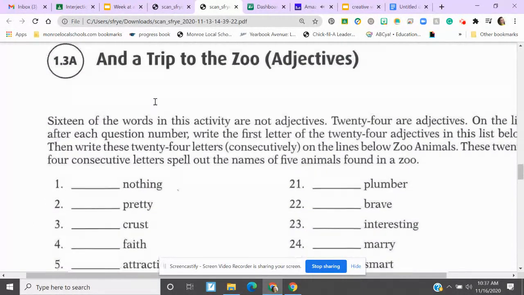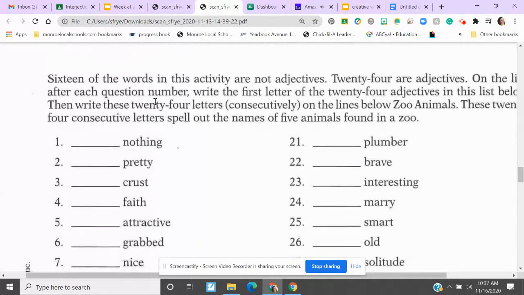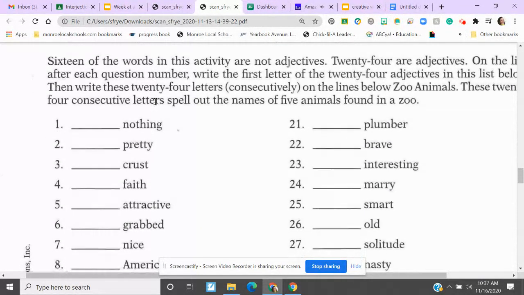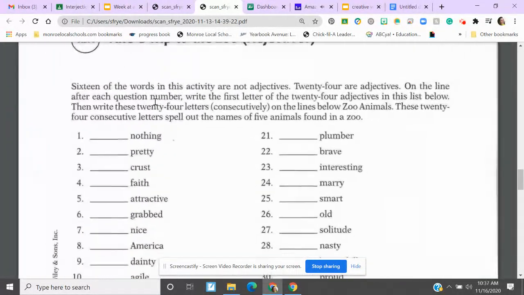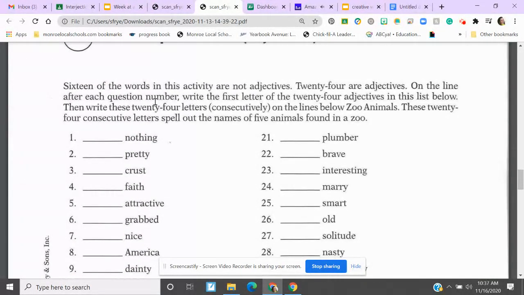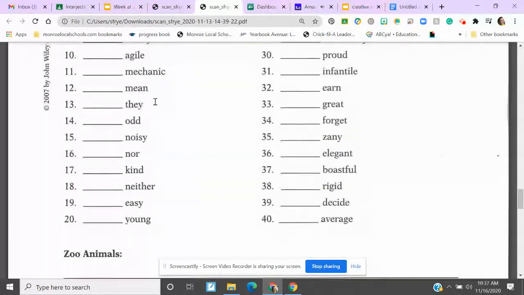What you're going to do, and I might need to make a couple copies, but what you people in class are going to do is this worksheet. I like these worksheets because they're kind of like little puzzles, so it's kind of fun. It says that out of the 40 words here, there are 24 that are adjectives.